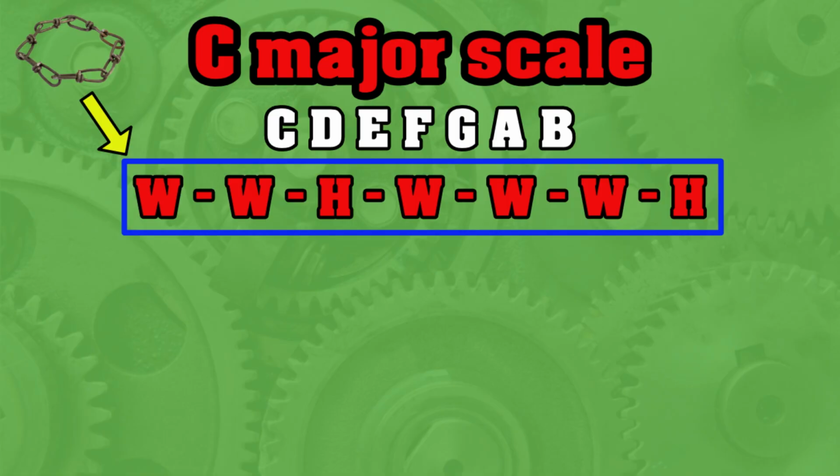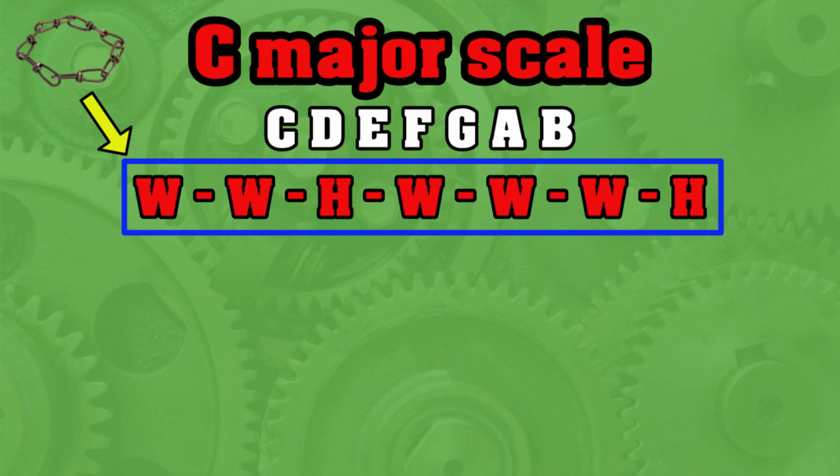Now, the reason I keep bringing this up is because there are 2 different formulas for scales. The formula that you're looking at right here explains the intervals between adjacent notes. Between C and D, you have a whole step. Between D and E, you have a whole step. Between E and F, you have a half step. These are intervals between adjacent notes.